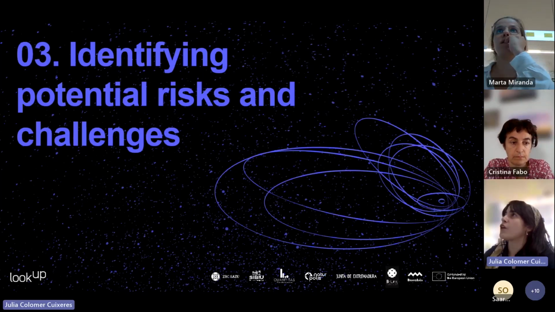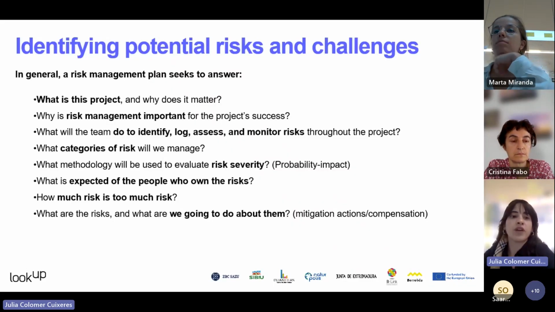And then I go to the third step, which is identifying potential risks and challenges. This is really important for everything. I mean, if you are starting a new business model or you are just writing a proposal for a project, you have to identify everything that could happen without knowing or preventing.